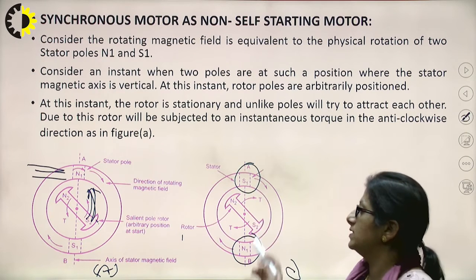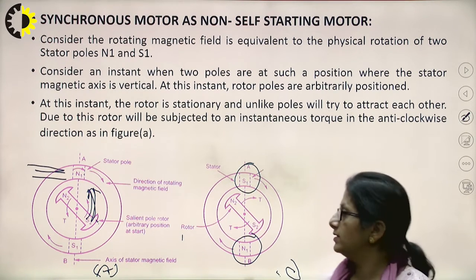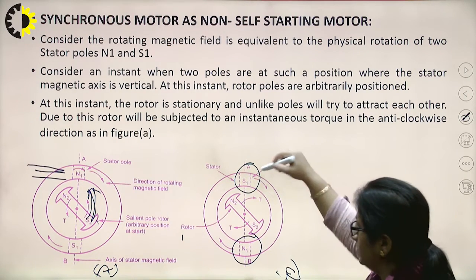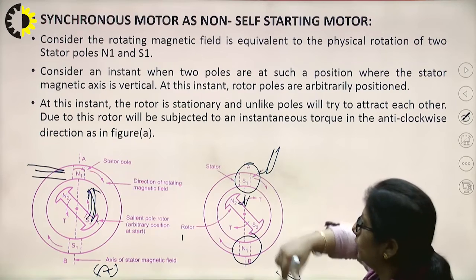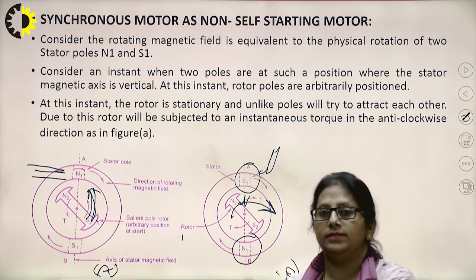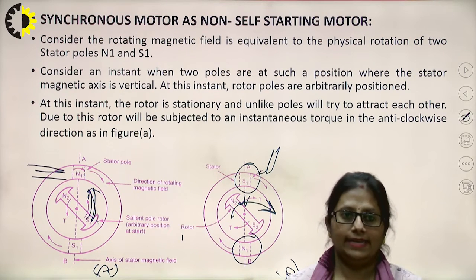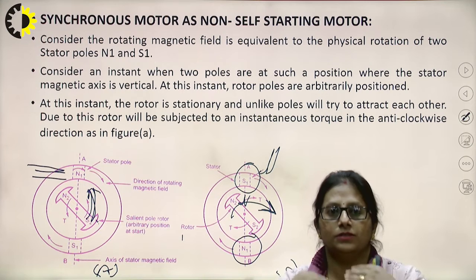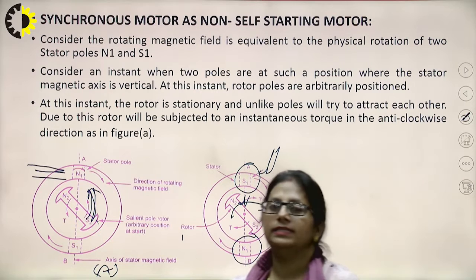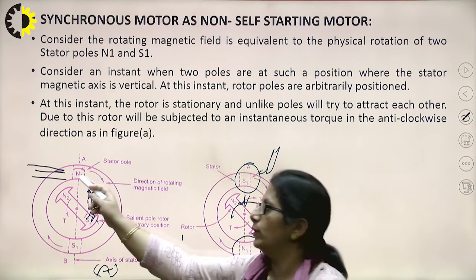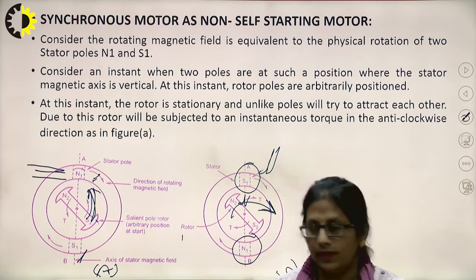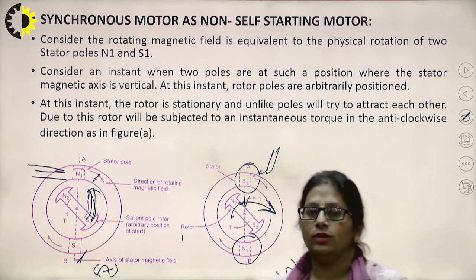But the poles of the stator have changed. Now you can see here it is south and here it is north. So there will be a force of attraction between this south and this north, and the rotor will try to rotate in the clockwise direction. Once again, the rotor will think of it, and when it is just trying to rotate, at the very next instant we once again have instant A. Once again, the stator poles are going to be reversed: here north, here south. Once again there is a force of attraction, so once again an anti-clockwise torque, then a clockwise torque.